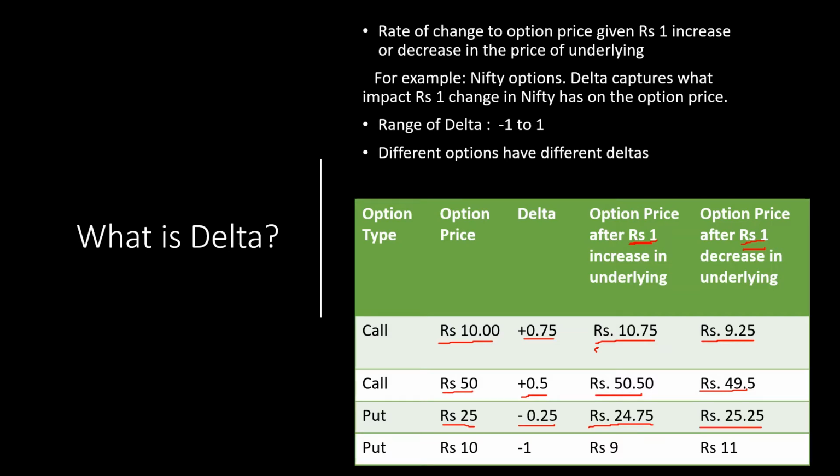Now let's consider a deep in the money put option, which usually has a delta very close to -1. In this case, if there's a 1 rupee increase in the underlying, the put price drops by 1 rupee. If there's a 1 rupee decrease in the underlying, put price increases by 1 rupee and trades at 11 rupees. So in a sense, delta captures the impact of the underlying price on the option price.